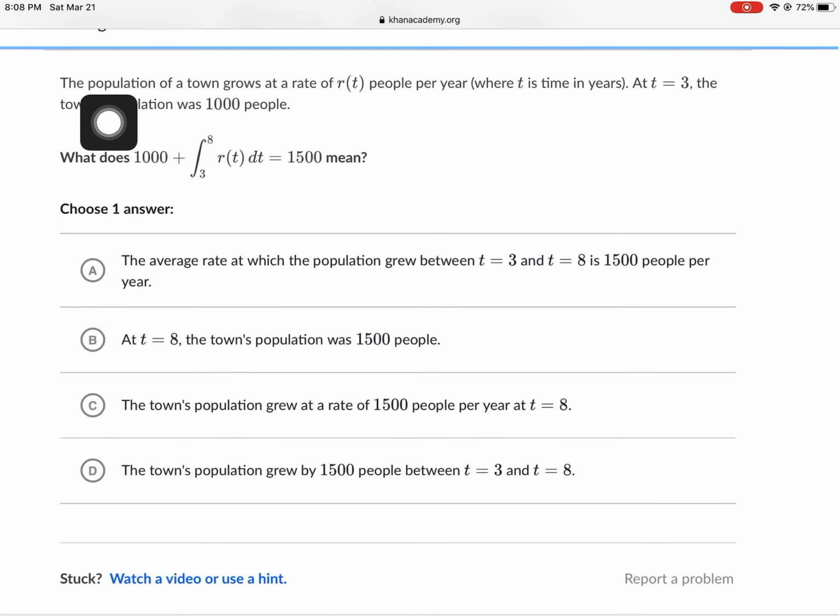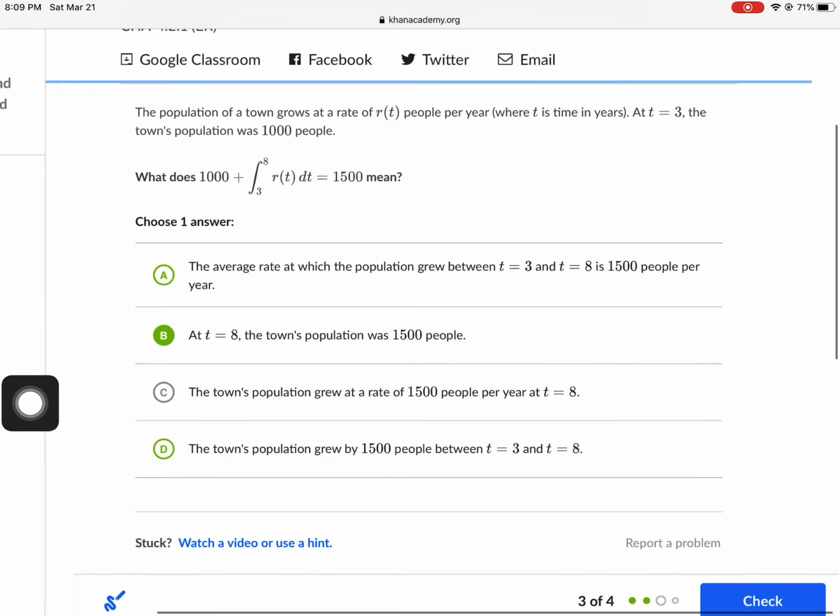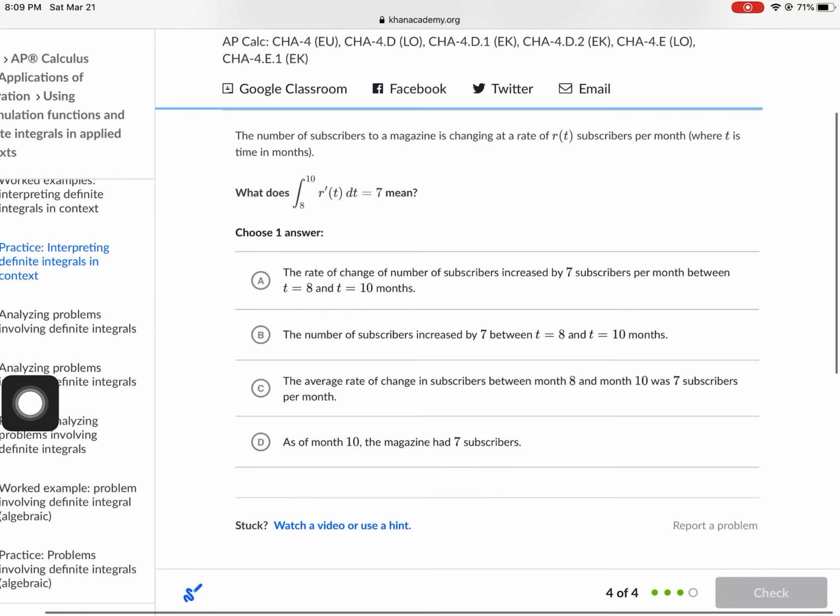All right, looking at this one, the population of the town grows at a rate R of t. At t equals 3, the town's population is 1,000. So we have this initial value of 1,000 plus the net change in the population because of the integral of the rate equals, so that would be the formula for the ending value, right? The ending value equals the initial value plus our net change, or our starting value plus the total change. So this is basically saying that at t equals 8, our ending time, the population was 1,500.